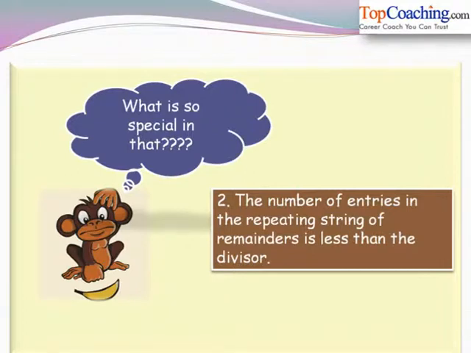The next is, the number of entries in the repeating string of remainders is less than the divisor. In the first case the divisor was 3 and the number of remainders was 1, so of course 1 is less than 3. Also, when we took the case of 1 by 7, we get the string of remainders as 326451, 326451. Such a block consists of 6 digits, and of course 6 is less than 7, so we can say that the number of entries in the repeating string of remainders is always less than the divisor.